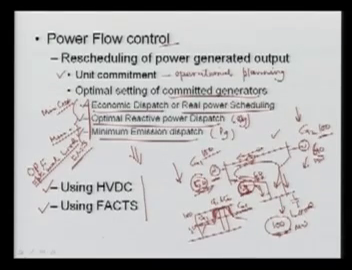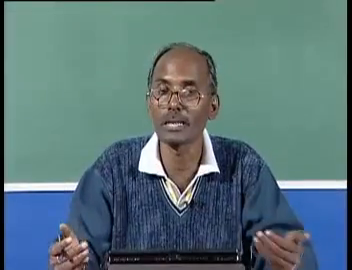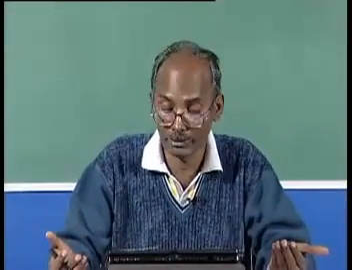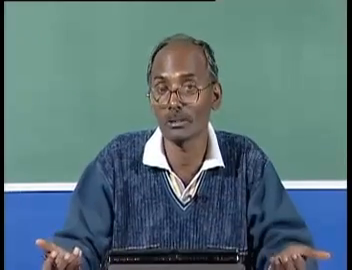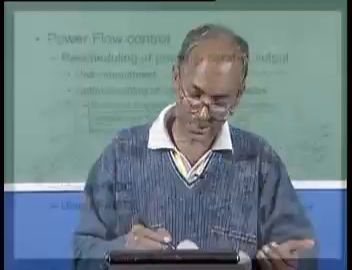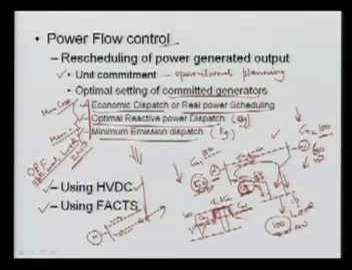For example, let's suppose here we have two lines, and here is a load. What will happen? If you want to control power in this line, you can trip this line, and the power completely goes here. So this is a discrete control, and this is not possible. It is not tripping one line, because the purpose is not solved. We are not meeting the reliability. So the best way is that we have to use the HVDC and the FACTS.